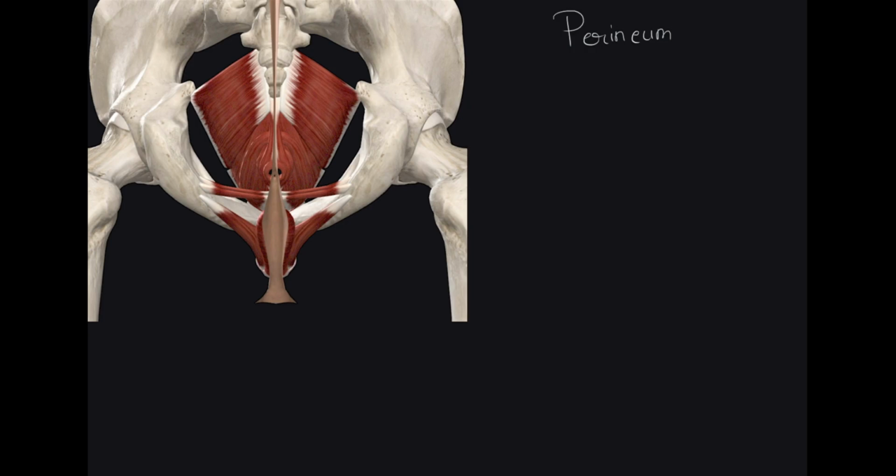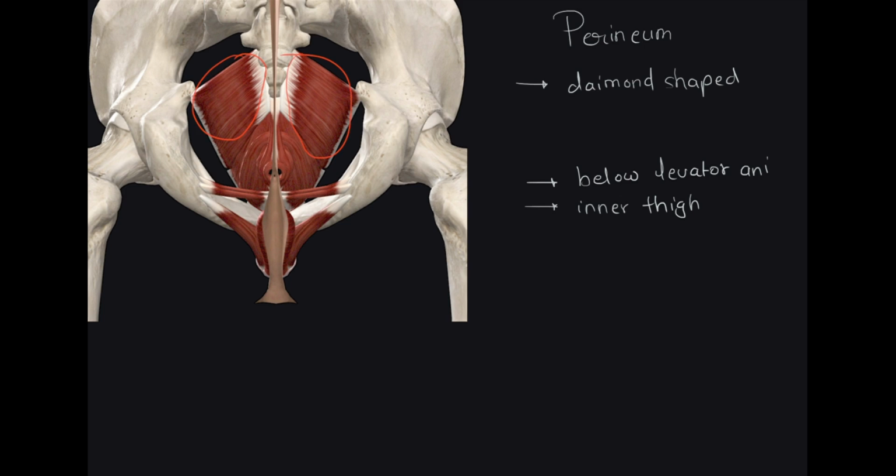So let's take a look at the perineum. If you look at the structure right here, you can notice that this structure is roughly diamond shaped. So the perineum is roughly diamond shaped and it's located between the levator ani. So here's the levator ani muscles, the right and the left levator ani, and then also in between the thighs, so in the inner thigh.